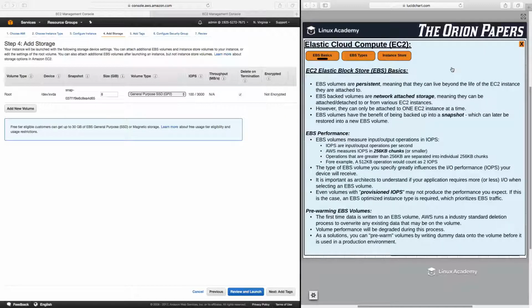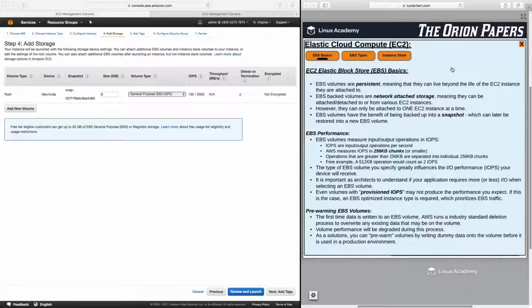Now, important things to understand about EBS is that EBS volumes are persistent, meaning that they can live beyond the life of the EC2 instance that they are attached to. Now, that is the main difference between the EBS volume and an instance store volume. EBS-backed volumes are network-attached storage, meaning that they can be attached and detached to or from various EC2 instances. So an EBS volume is not physically attached to the host machine that is running the EC2 instance. They are located somewhere else in the data center, and they are network attached. They are not physically attached.